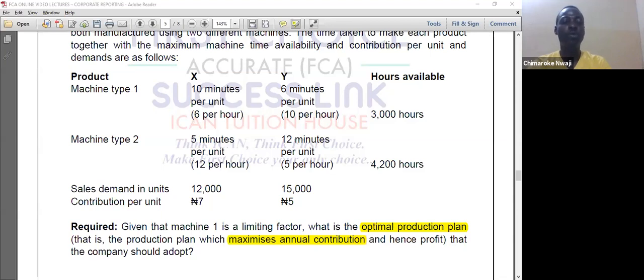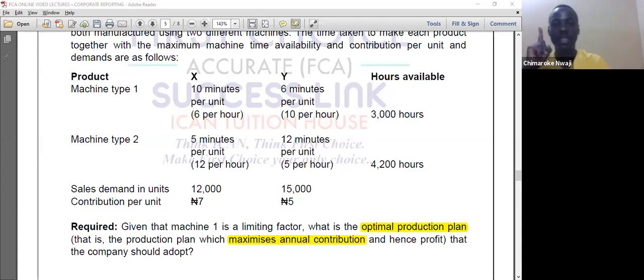Now let's go to product X, which is the second rank. What is the number of sales units that we are supposed to make here? It's supposed to be 12,000 units. But why are we having 9,000 units here? Now let's look at it. If we were to use 12,000 units, look at what's going to happen.